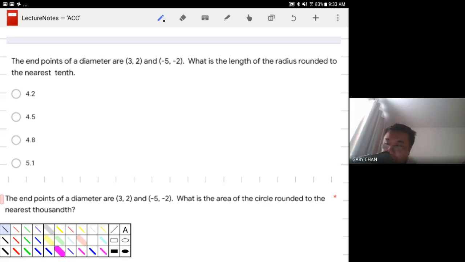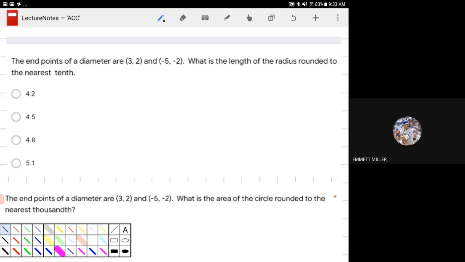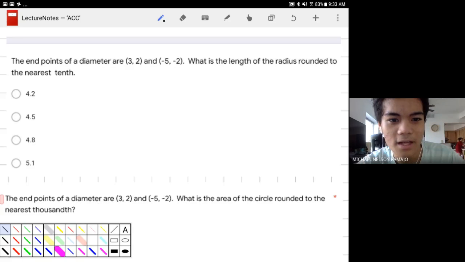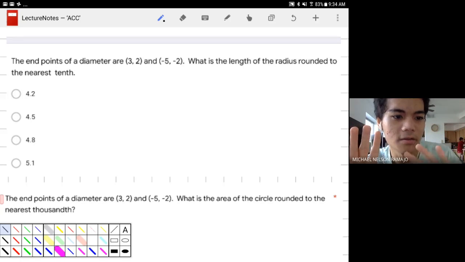Okay, so I got it. It's 4.2. You got 12.2? 4.2. So what's your strategy, Michael? I just counted from 3 to -5, and I found out it was 8. So that's what I did, and then just divided by 2 since it's the radius, and 4.2 is closest. That's not the answer.